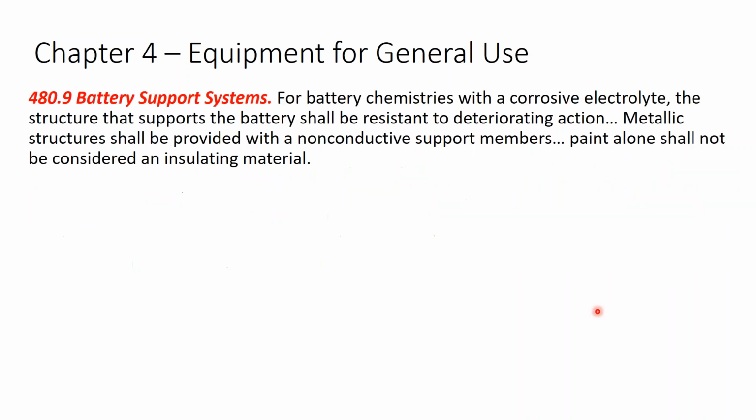There's one more point I want to get to before we get to the end of it. Here we go. In code, for battery chemistries with corrosive electrolytes, the structure that supports the battery shall be resistant to corrosion. Metallic structure shall be provided with non-conductive support members. Paint alone shall not be considered an insulating material. So it's common to build your battery rack out of metal and then set the batteries on it. You really need to put an insulating material between your batteries and your metal battery rack if you're building your battery rack out of metal.